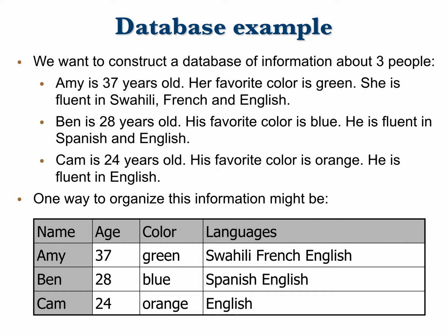I'm sure you're all familiar with tables, and one way to organize this information might be in a table. So displayed at the bottom of the slide, we have all of the information for Amy, Ben, and Cam, split out by age, how old they are, their favorite color, and the languages they speak.